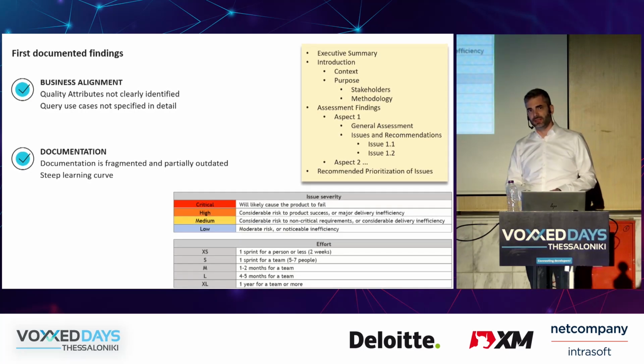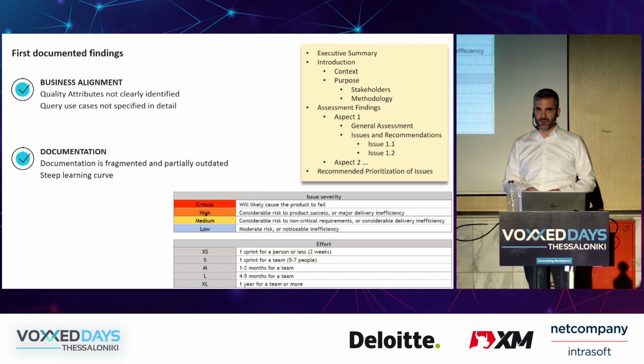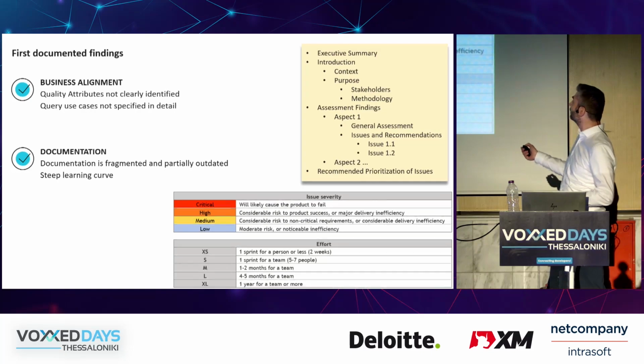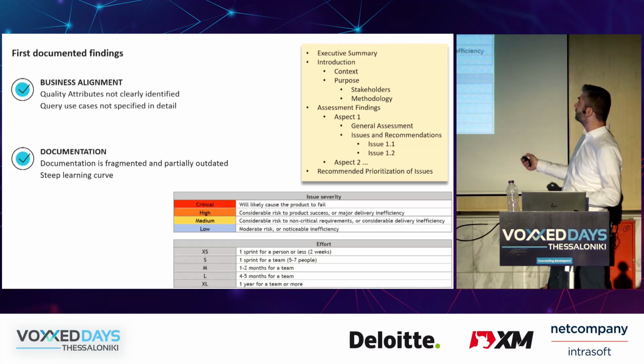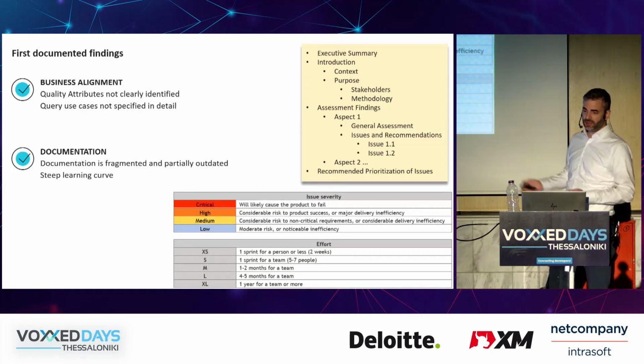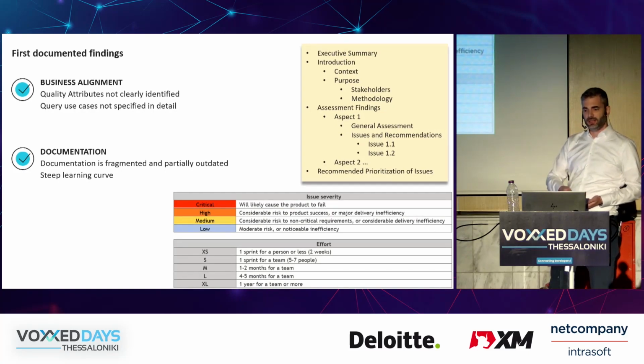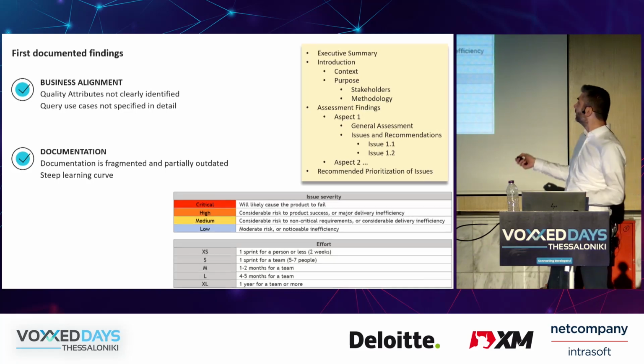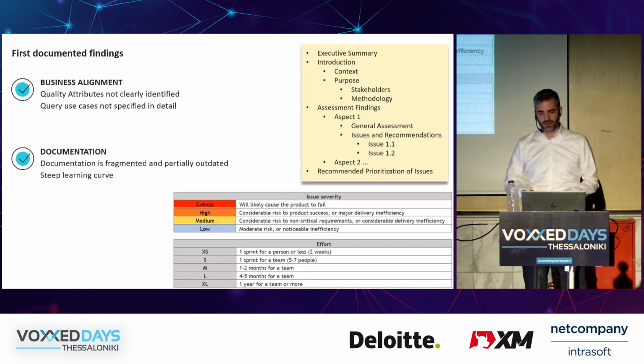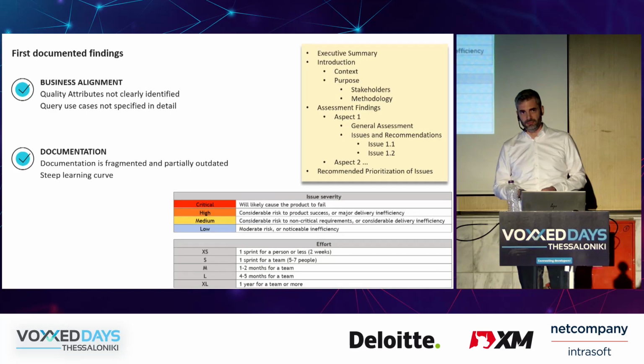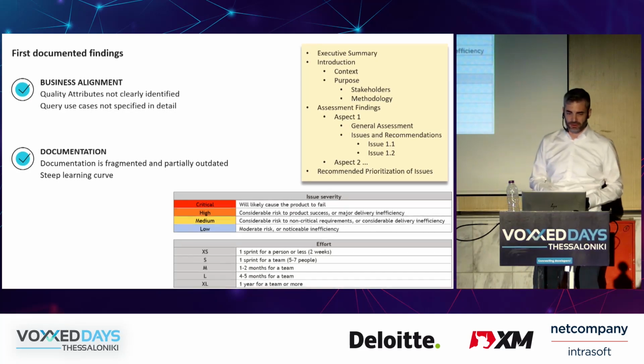So I started writing an assessment report. And this assessment report was in the structure that you see here. It had one large introduction, and then it had a list of aspects, like quality attributes mostly, and in each aspect, there were issues and recommendations listed. Each of the issues had a category of severity and also kind of like a high-level estimate on how much it would take to correct this issue.